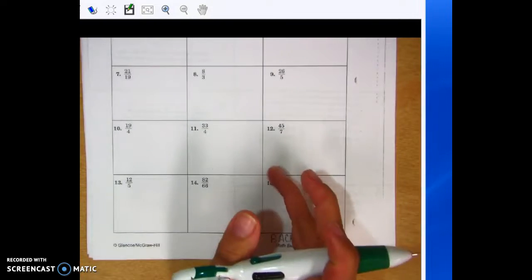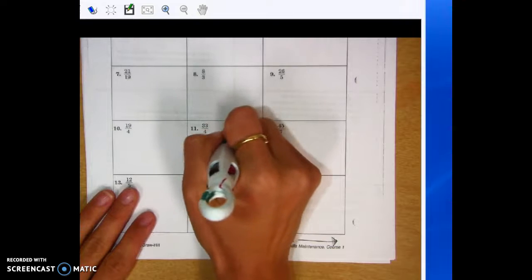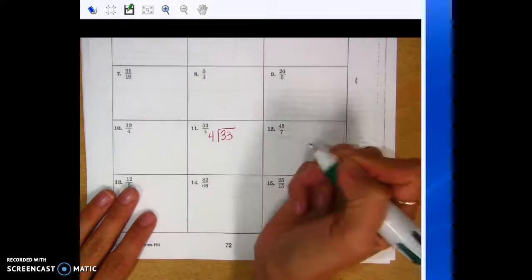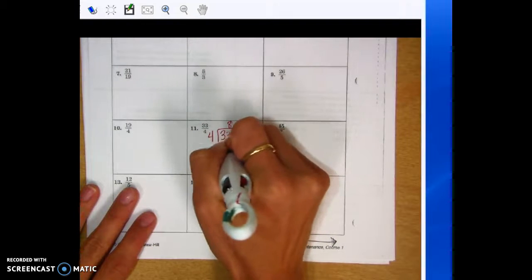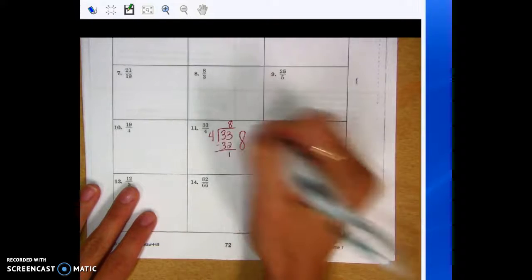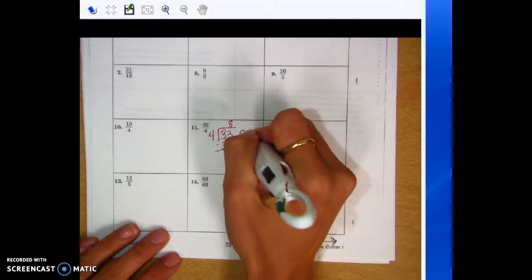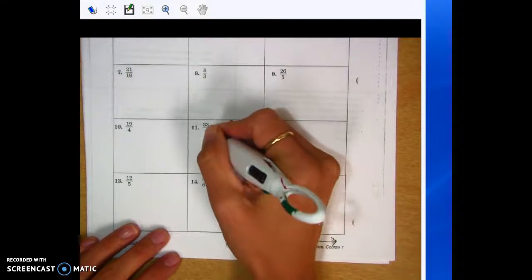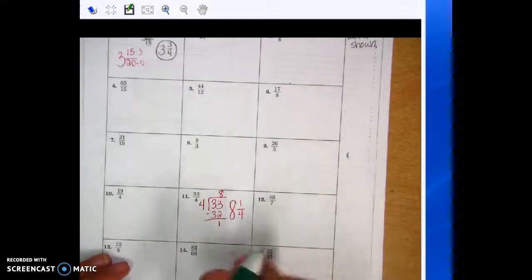Let's do number 11. So 33 over 4. So that means 33 divided by 4. 4 goes into 33 8 times with 1 left over. So 8 is my whole number. That's how many times it goes in there completely. And then 1 left over. So 1/4. Your denominator stays the same. Okay, that's what you do on the front.